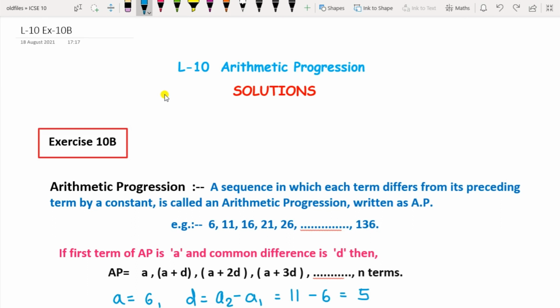In this video we are going to see the solutions of exercise 10B of lesson 10, Arithmetic Progressions.